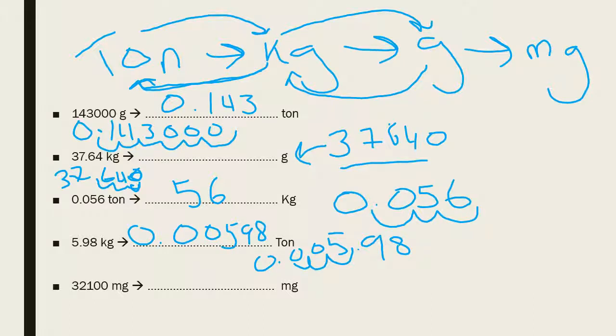Last but not least, what is the last? 32,100 milligrams into milligrams. Aha, you see, when it's the same, we keep the same result. Please, this really confused you in class. You keep it the same. 32,100 from milligrams to milligrams, it does not change. So 32,100.